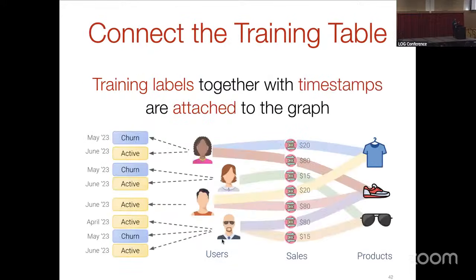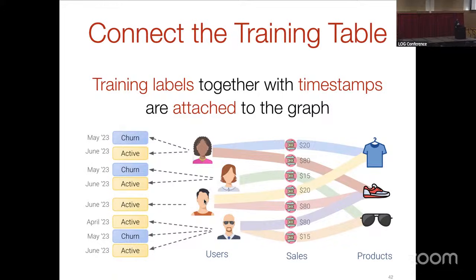To give you one more illustration of how this table with the task looks: we have these, let's say, different nodes which are users. We have nodes which are transactions, nodes which are items. And now for each user, we can have different labels. So for this user, we say they churn in May 23, but then the label changes and the user becomes active in June 23. And a similar idea, a similar picture, for this user over here.